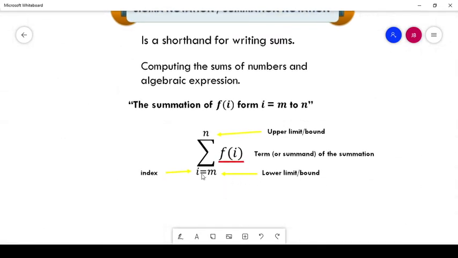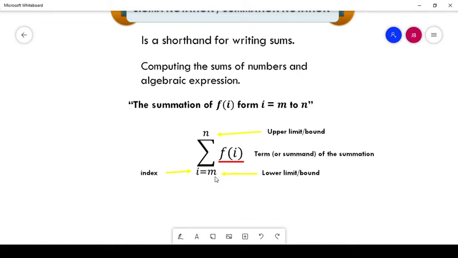So, i stands for our index. And then we have m, we call it the lower limit or the lower bound, or we call it also our starting point. And then we have n, or the upper limit, or the upper bound. And then we have the f of i. This is the term or summand of the summation. Okay? So we have the lower limit and the upper limit, so you're going to get the sum from the starting point or the lower limit up to the upper limit.